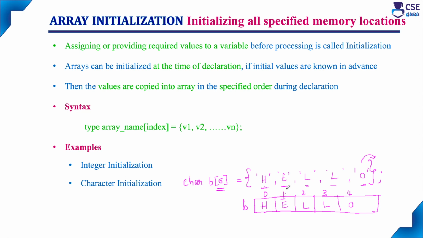If you are giving the values like this, it is not necessary to specify B of 0, B of 1 likewise. Automatically, the first character will be assigned to B of 0. The second character will be assigned to B of 1. The third character will be assigned to B of 2. Okay, and the fourth character to B of 3. Likewise it will take them starting from the 0th location. Okay. So this is the first method, initializing all specified memory locations.